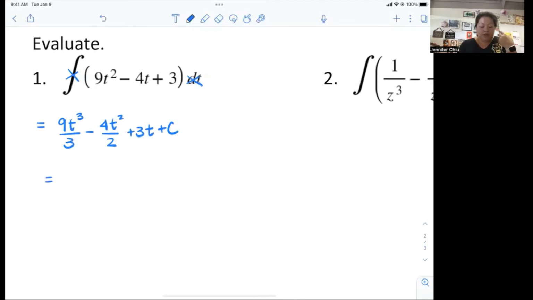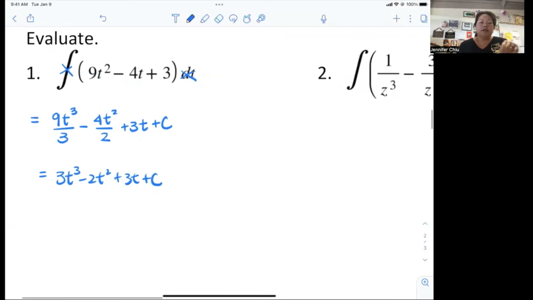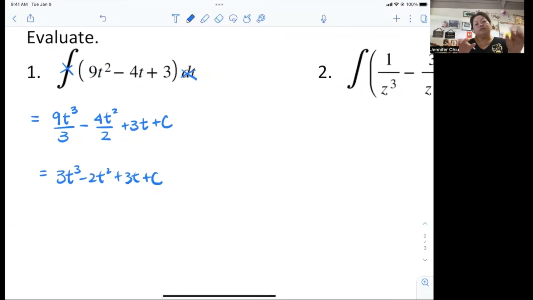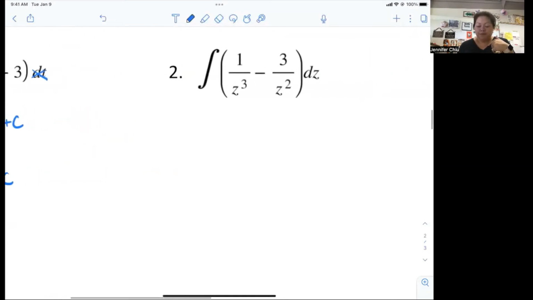Now, I do want you to clean this up. You'll get 3t cubed minus 2t squared plus 3t plus c. You could get really, really good at this, and you could essentially skip the middle step there and just go ahead and reduce out your fractions. But if you need to, it's okay to show your work this way, okay?